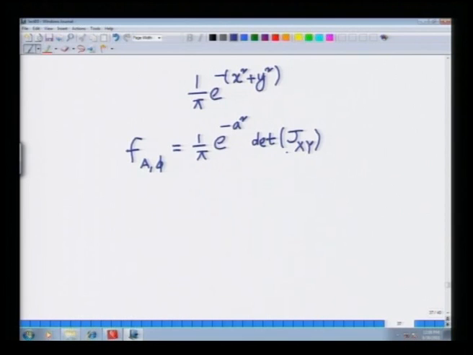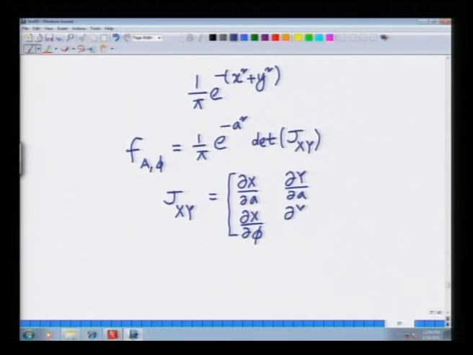Let me define what the Jacobian matrix is. The Jacobian of x, y is essentially the partial derivative of x with respect to a, the partial derivative of y with respect to a, the partial derivative of x with respect to phi, and the partial derivative of y with respect to phi. This is the Jacobian, which is a 2 cross 2 matrix. The first entry is the partial derivative of x with respect to a, the second entry is the partial derivative of y with respect to a, and the other entries are the partial derivatives of x and y with respect to phi.